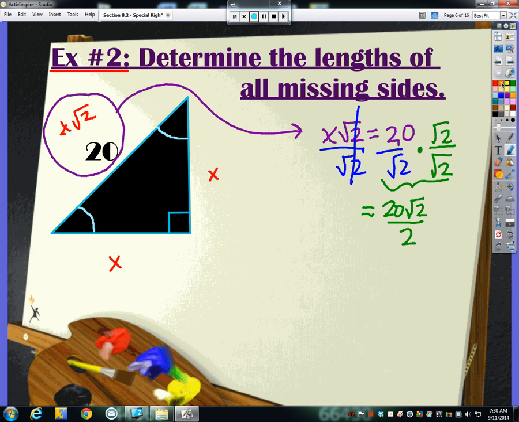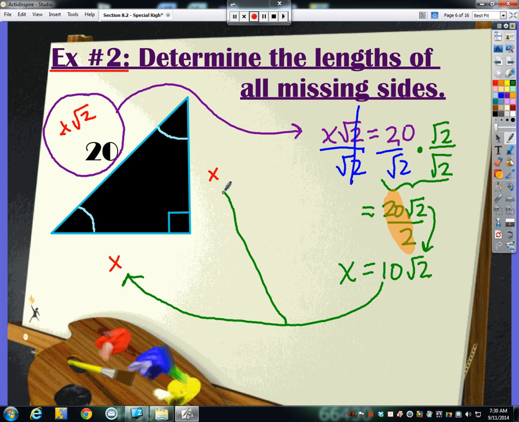And then we got to watch out for any simplifying. So we can take 20 divided by 2, and that's 10. And then the root 2 sticks behind. That is x. So now I can think about just substituting in x for this side and this side. So this side is 10 root 2, and this side is 10 root 2. And there's all my missing sides.